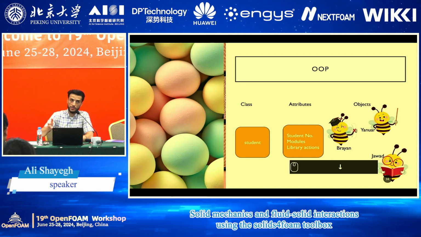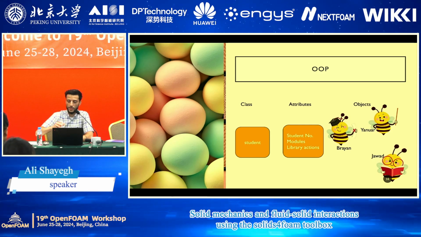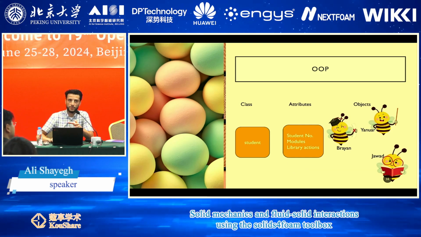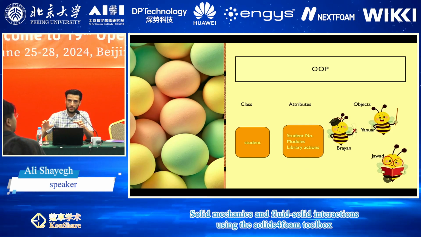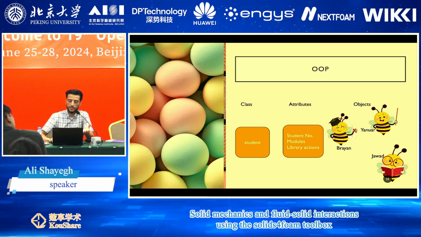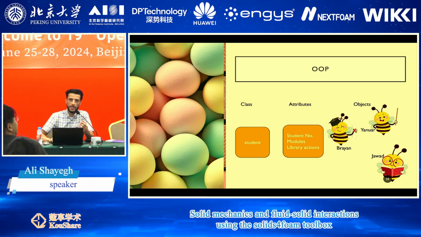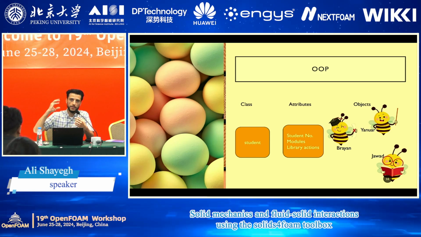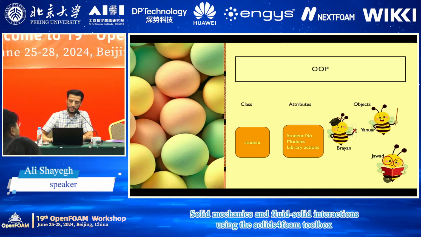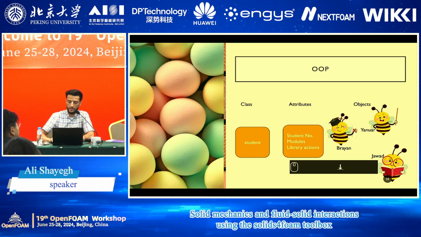And then we have objects. Objects are the specific students: Yanwar, Brian, Jawa, anyone. So this is the concept of class to objects. The reason the author of C++ invented C++ was to translate the way we think into programming, to remove any difficulty in that translation. So this is exactly the way we think.